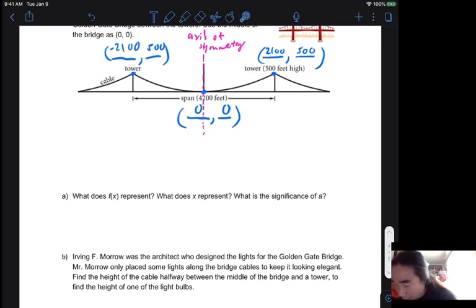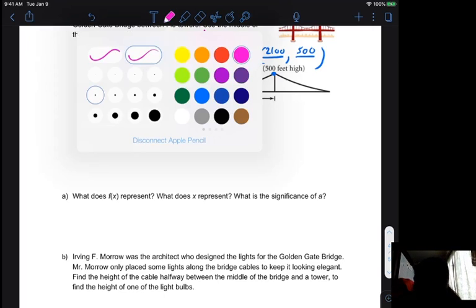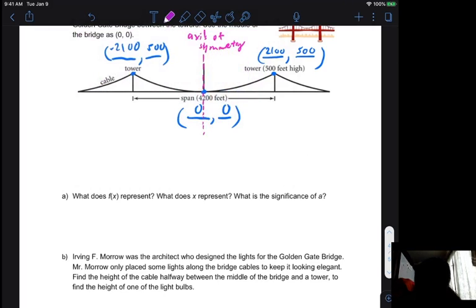Okay, so let's see. There's two ways, right? First way, we can use, let's do purple, factored form, which looks like y equals a times (x plus b) times (x plus c). We can use this form to figure it out.